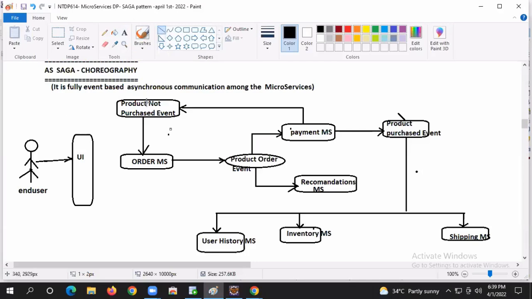It's full of asynchronous communication, event-based communication, message-based communication, guys. It is full of event-based asynchronous communication among the microservices. Full of raising events, guys. Getting my point, my dear? And this is number one.